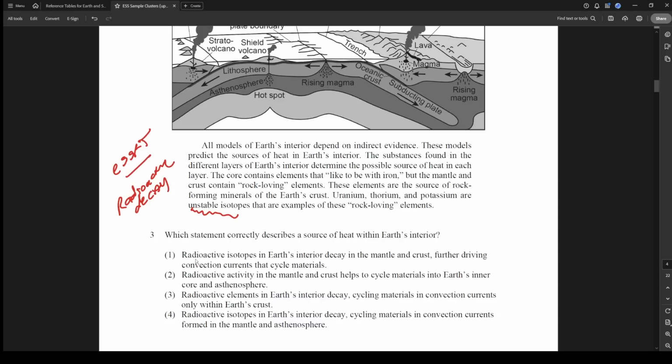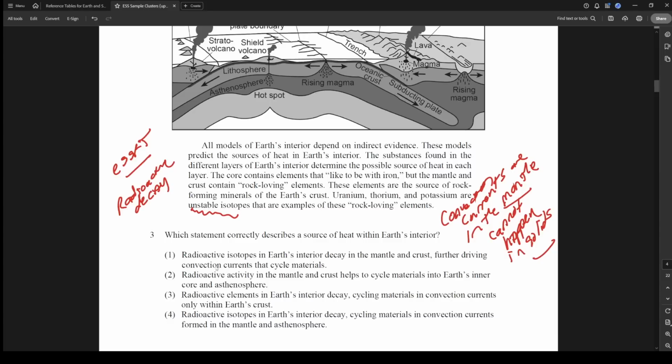Okay, so let's start. Radioactive isotopes in the Earth's interior decay in the mantle and crust, further driving convection currents. Here's what we have to know here. Convection currents are in the mantle, generally. They pretty much need to happen in a semi-liquid or a gas, so they cannot happen in solids. I need to know that for this.